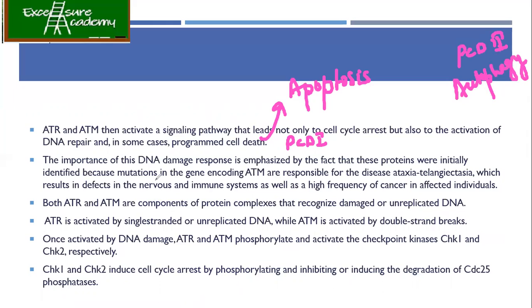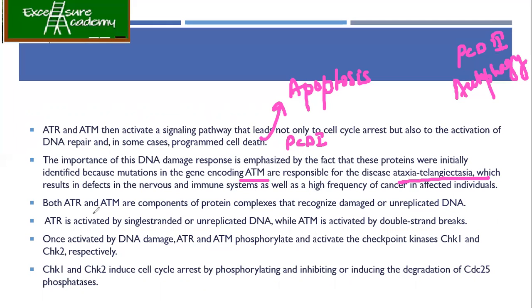The importance of this DNA damage response is emphasized by the fact that these proteins were initially identified because mutations to the gene coding ATM are responsible for the disease ataxia-telangiectasia, and that's why they have been named like that. And finally, what happens? These people have a very poor immune system and a high frequency of cancer. And that's why when this protein was recognized in these patients, it was named ATM.